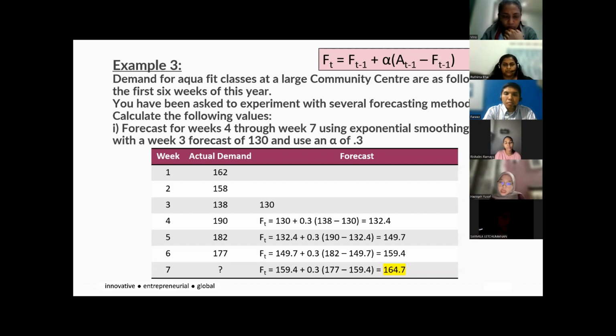So this is the third example. From these examples, we focus on weeks 4 through 7 using exponential smoothing with a week 3 forecast of 130 and a smoothing factor of 0.3. If we already have the forecast from the previous week, we can get the forecast for week 7, which is 164.7, using the same formula and the same method. So example 4, next.